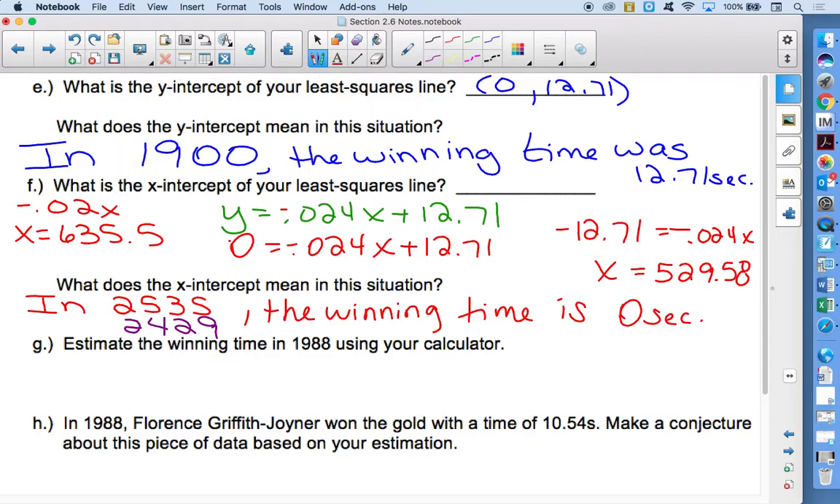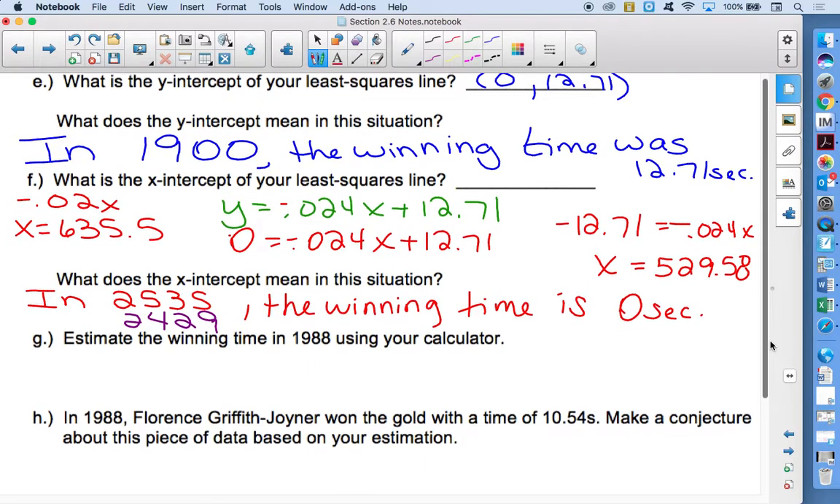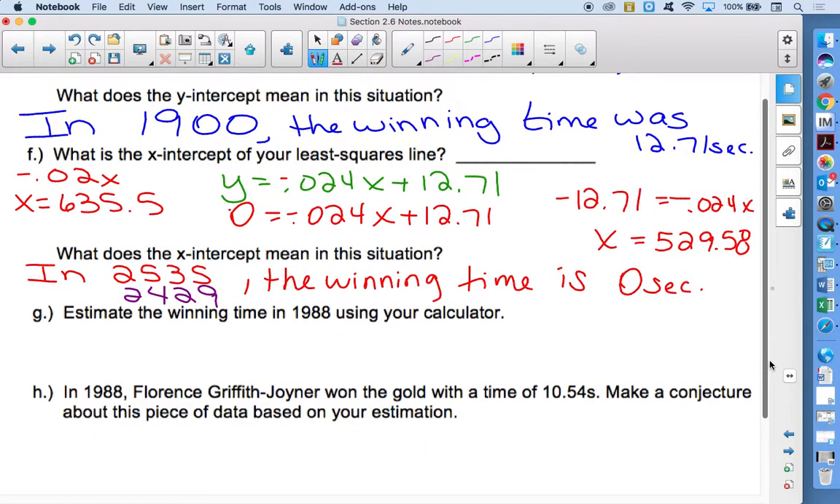The last two questions here talk about the year 1988. So if we want to find the time in 1988, what number would we plug in? You would plug in... I think you're making it too hard. So you're just going to plug in 88. Yeah, it's the 88th year after 1900.